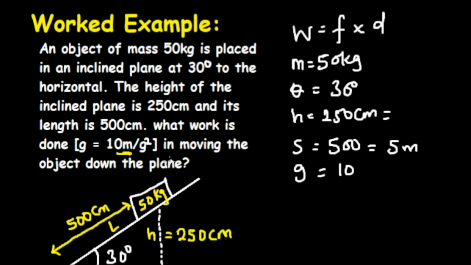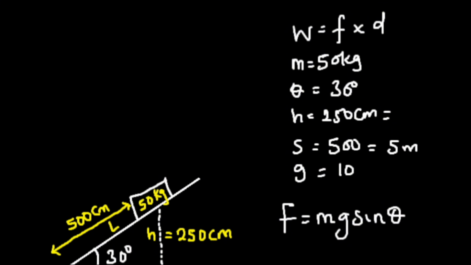Now, what is the work done in moving the plane? So if I want to calculate force, remember that force basically is mg sine theta. Do you remember? Force is mg sine theta. So once you know that force is mg sine theta, then I can fix in my values. So let's clear this particular place. So since I know that force is mg sine theta, force is equal to, what's my m? 50. Then g is 10. Then times sine of 30 degrees.